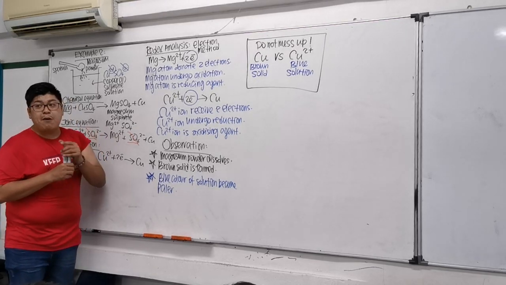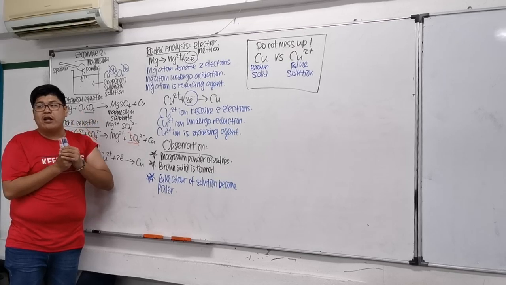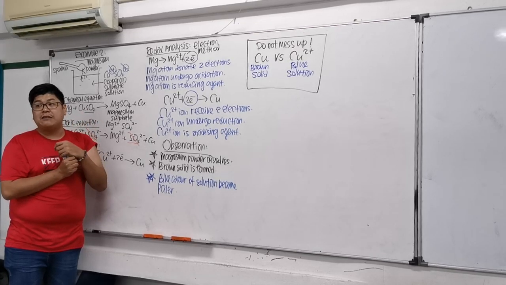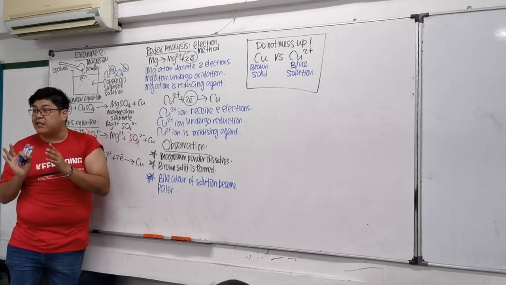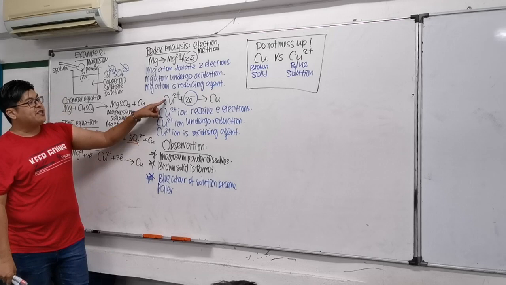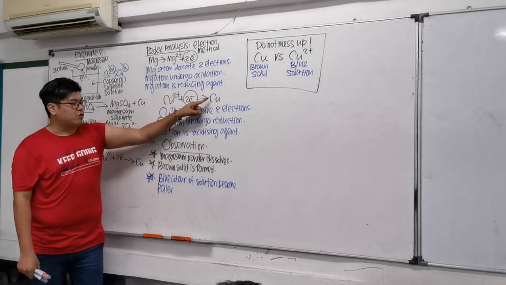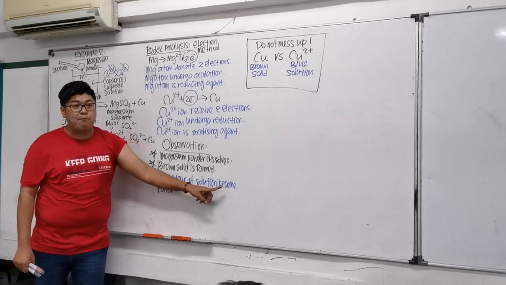Okay, so SPM loves to ask you questions with copper solution because they want to talk about the blue color. And the worst answer you can ever write is this. A lot of people write this very bad answer. They write this: Cu2+ is blue, Cu is brown. So they write blue color becomes brown.